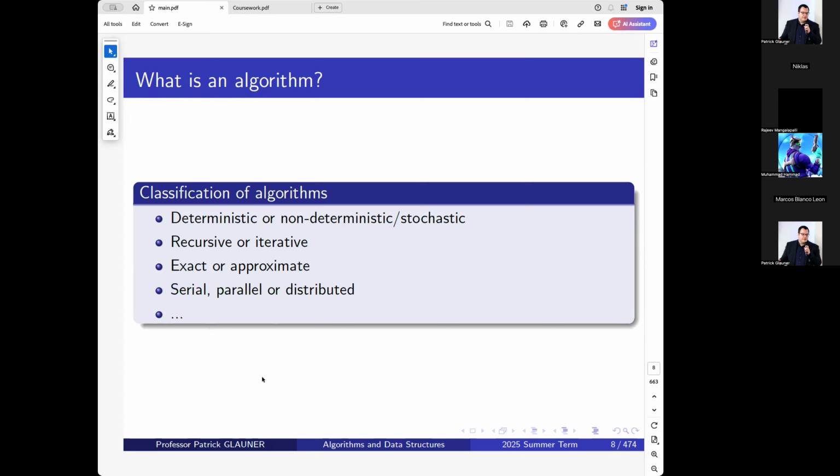There will be a little bit of work on parallel algorithms, but it's not the focus of this course. So what we will do is largely deterministic, serial, and exact algorithms that are either recursive or iterative, sometimes non-deterministic, sometimes approximate, sometimes parallel, but they are not the focus of this introductory course. So remember this classification of algorithms.